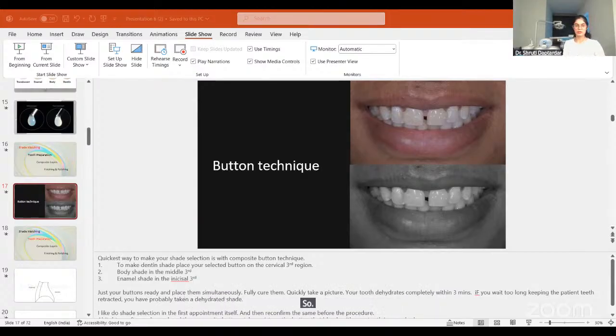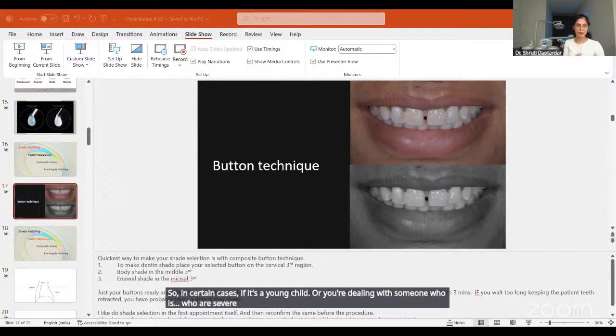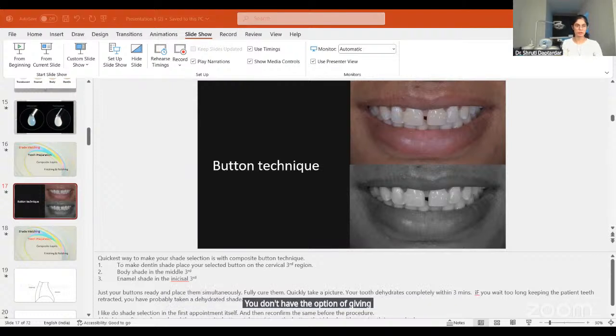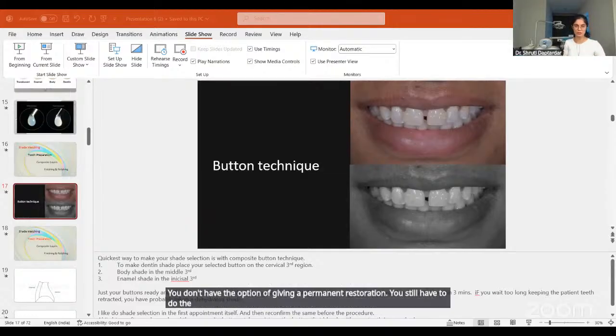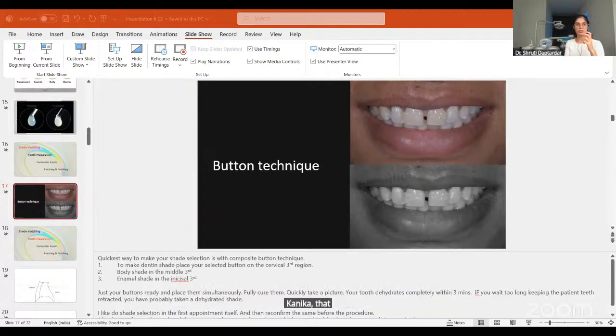So in certain cases, if it's a young child or you're dealing with someone who has severe crowding and yet to go for ortho, you don't have the option of giving a permanent restoration. You still have to do the composite restoration. If you are concerned about that, you can give certain instructions that it is just something to show. It is not for your function. So you need to be very careful with that.